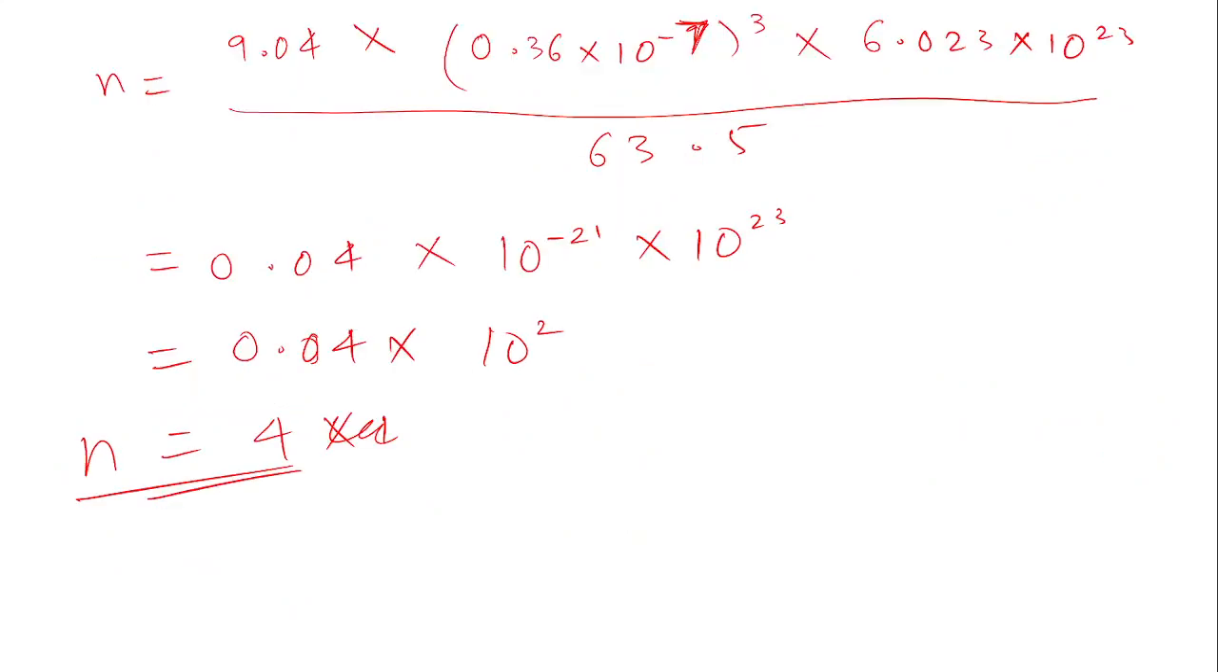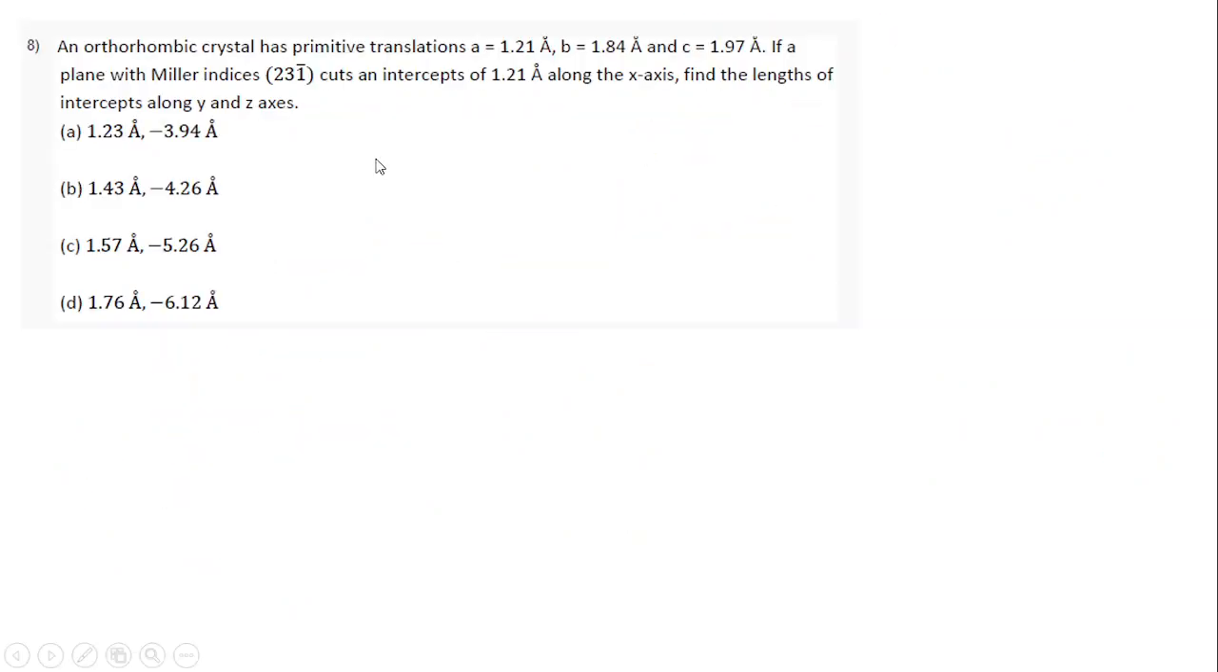Okay, now next. An orthorhombic crystal has primitive translations. These are the primitive translations. If a plane with Miller index (2 3 1 bar) cuts an intercept of 1.21 angstrom along the x-axis, find the length of the intercept along the y and z axis.